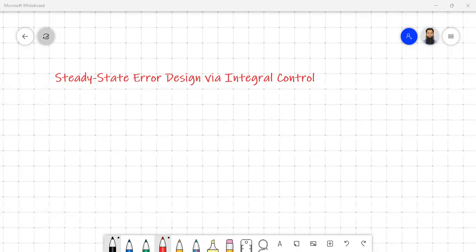Today we are going to discuss steady state error design via integral control. We already know how to design the controller and how to design the observer. So if the system is already designed for the controller and then we want to minimize the error, then we should introduce integral control. Whatever the existing finite error that we have, if we want to make it zero, then we have to place a pole at the origin. So the design procedure is you design the controller, then you also have to insert a pole at the origin.